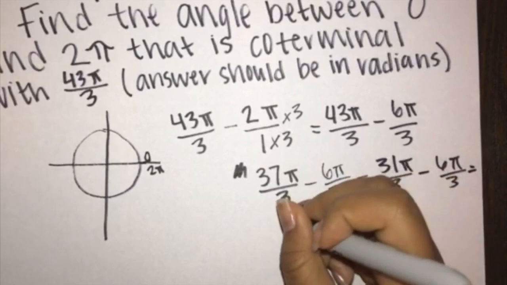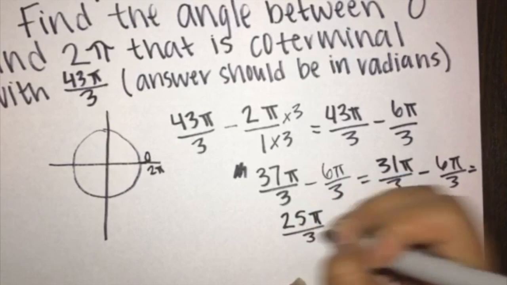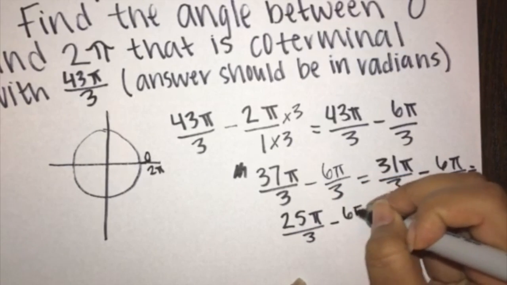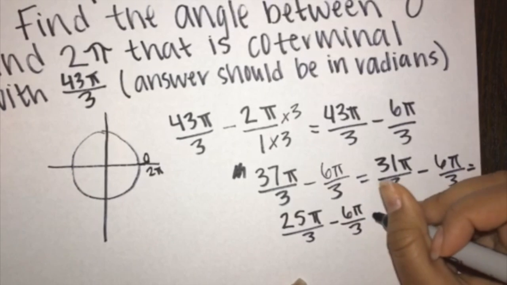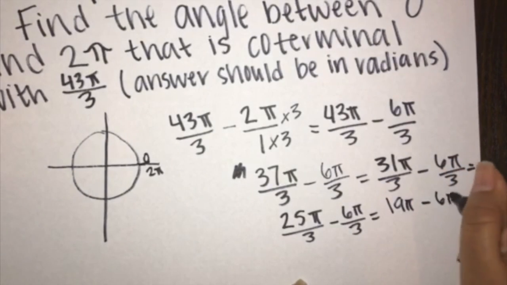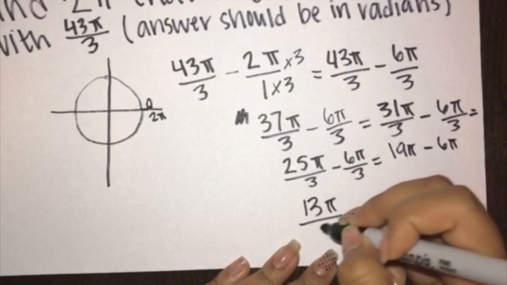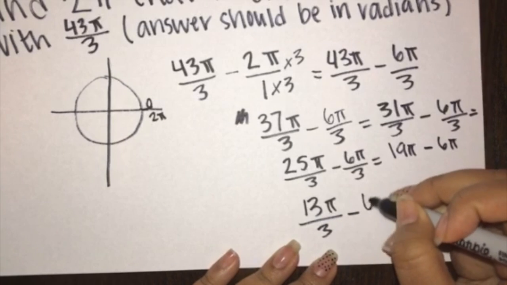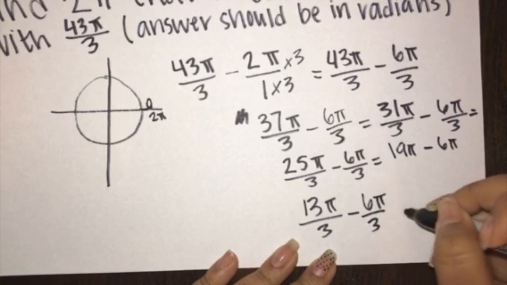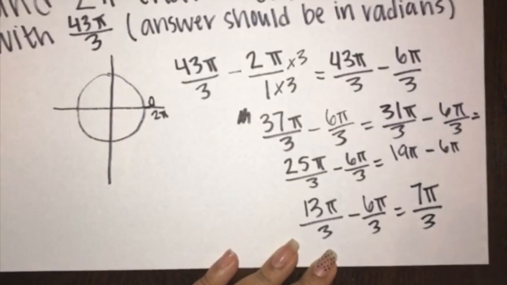This gives us 25 pi over 3, and minus 6 pi over 3 again, which gives us 19 pi over 3 minus 6 pi over 3. This gives us 13 pi over 3. And one more time, this would give us 7 pi over 3.